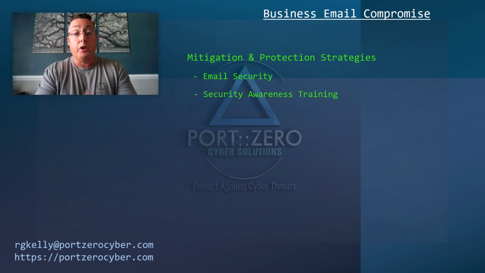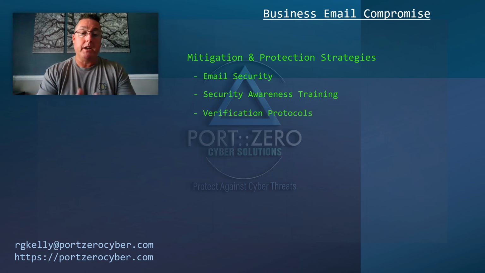Establish strict verification protocols for financial transactions. Implement a callback verification process for any requests involving changes to payment details or large transfers. Always verify the authenticity of the request through a trusted communications channel. Use secondary channels of communications if possible.